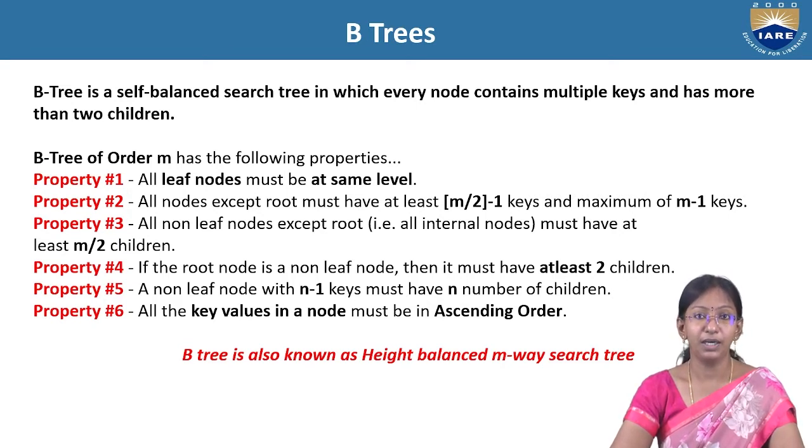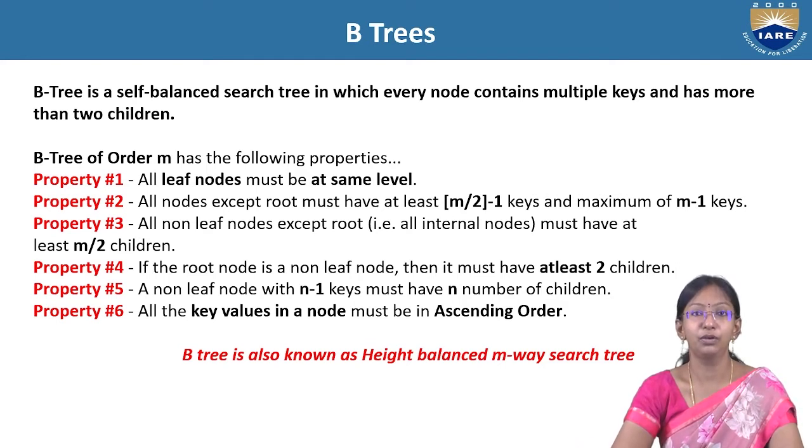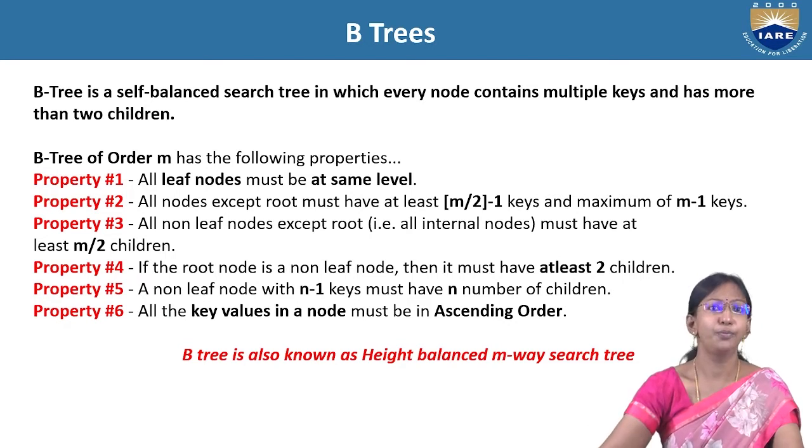To overcome that, or to balance it, B trees have come into the picture. They are self-balanced search trees. They have a few add-on properties when compared to M-way search trees. They are also known as height balanced M-way search trees. Let's have a look at the properties.